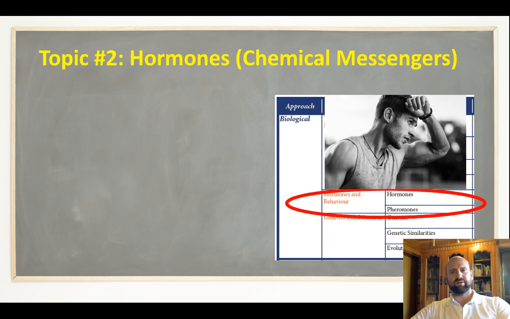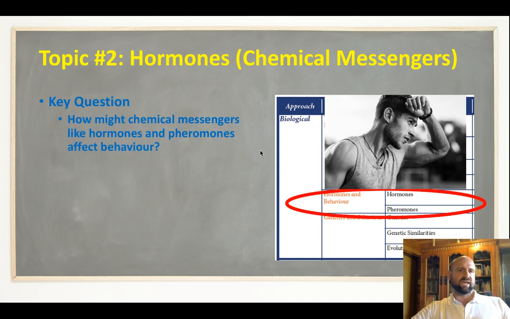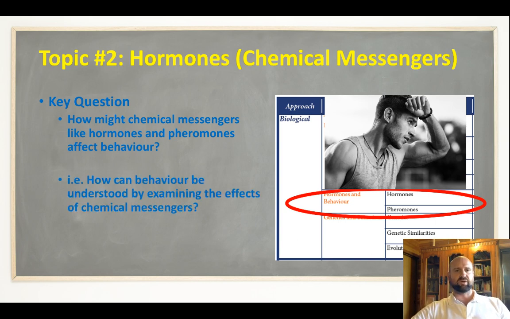And I think for hormones, a better title for this would be chemical messengers, but we've got hormones, including pheromones. Then we're looking at how might chemical messengers like hormones and pheromones affect behavior. Okay, and so again, we're looking at understanding behavior through these biological factors.